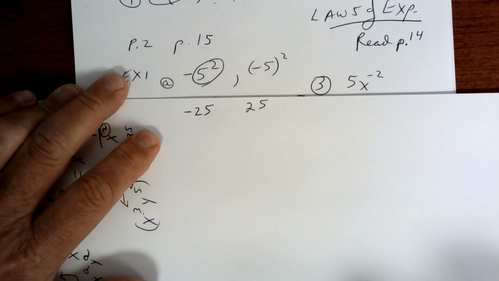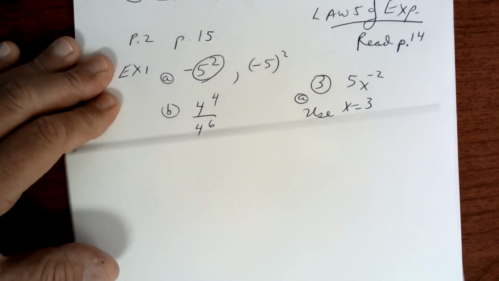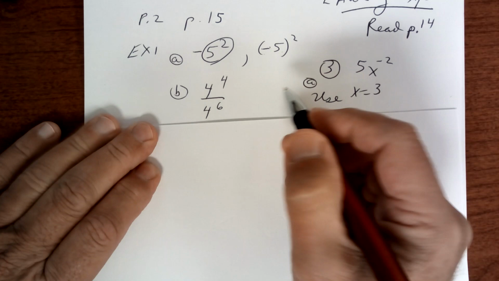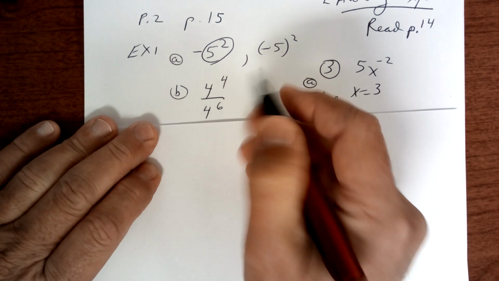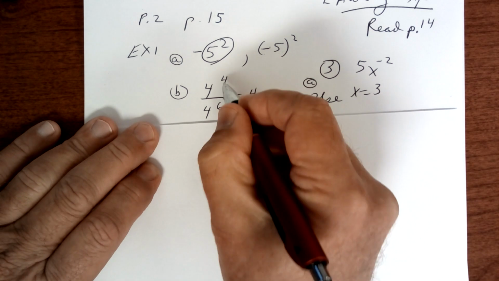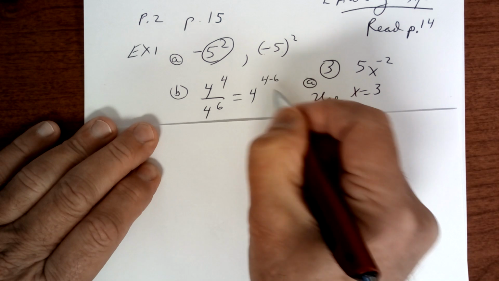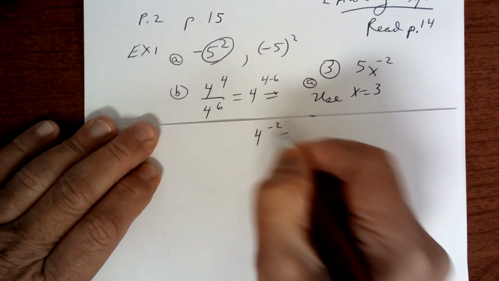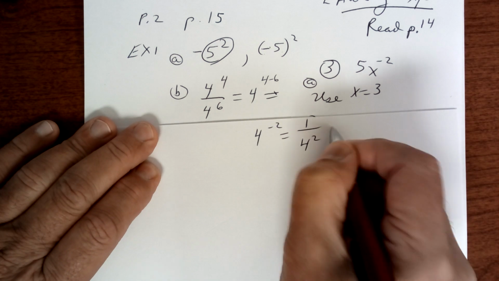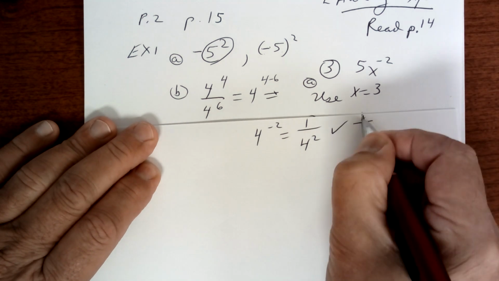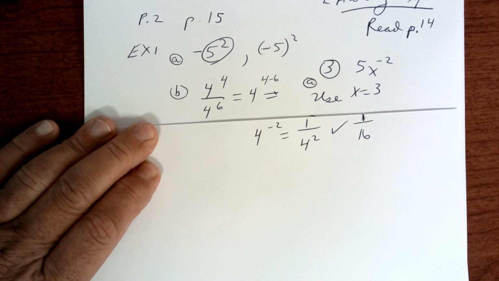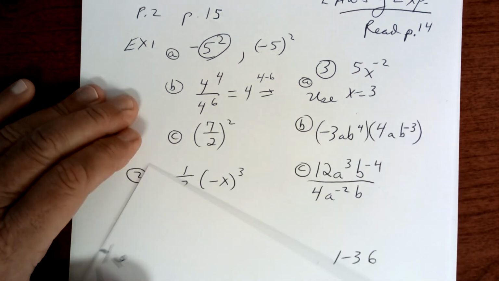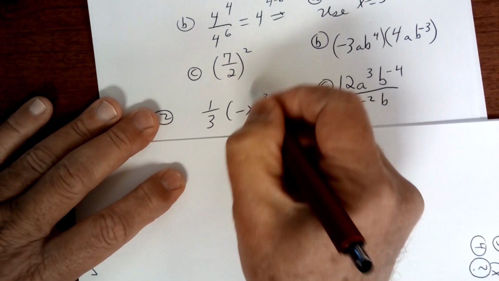This one right here is like one of the rules where you're dividing, so you're going to subtract the exponent. So you're going to say 4 to the 4 minus 6, which equals 4 to the negative 2, and you got to make that a positive, so it's going to be 1 over 16, 4 times 4.